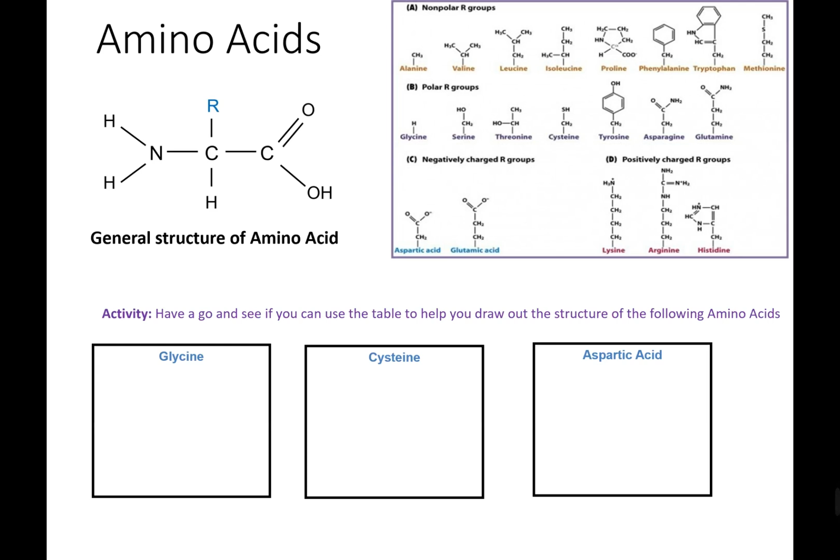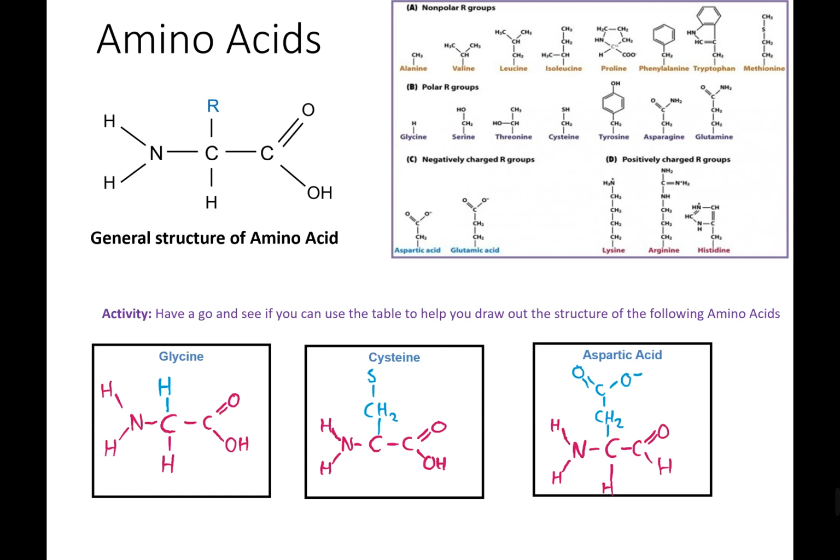Could you now try and draw out the amino acids glycine, cysteine and aspartic acid using your knowledge of the general structure of the amino acid and the table in the top right hand corner, which shows you the R groups of the different amino acids. As I said, please pause the video at this stage because the answers will be revealed on the next slide.